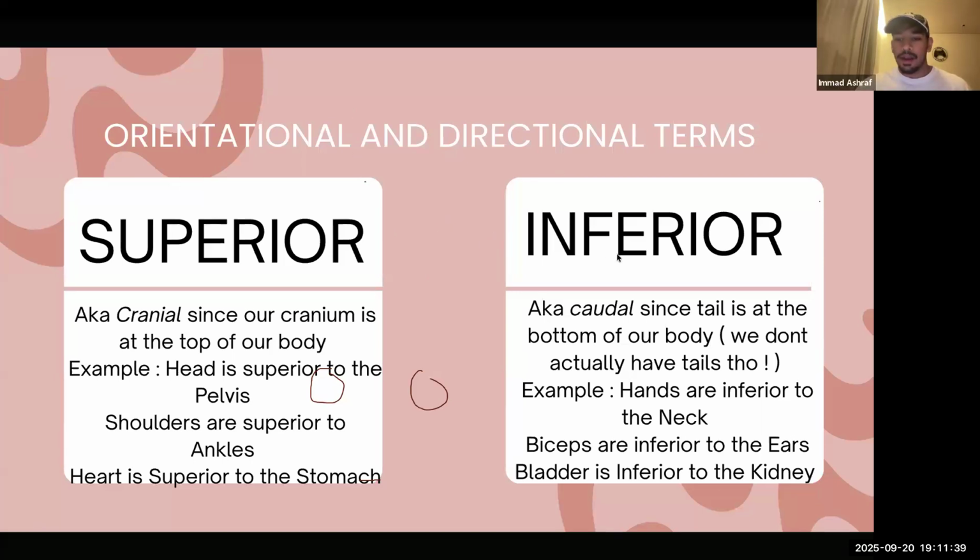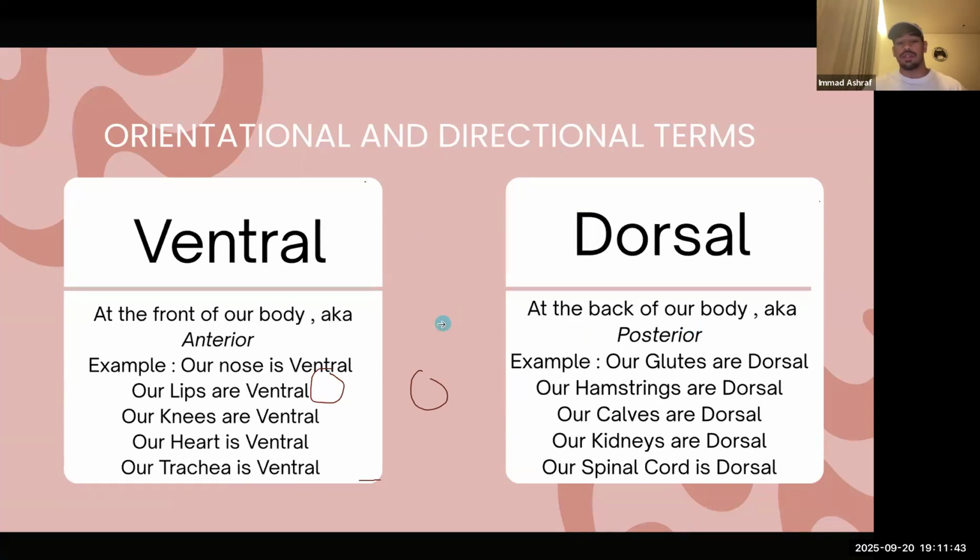Okay, great. Now we move on to the next one, which is ventral and dorsal. So ventral is also called anterior. You may have heard anterior and posterior before, basically in front of and behind. But instead of using those words, we use ventral and dorsal. They're both the same, and they're opposites of each other, just like superior and inferior are. So ventral means something that's at the front of our body, and dorsal is something that's at the back of our body. And again, this is in relation to the anatomical position.